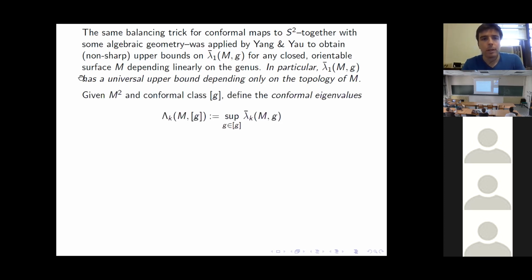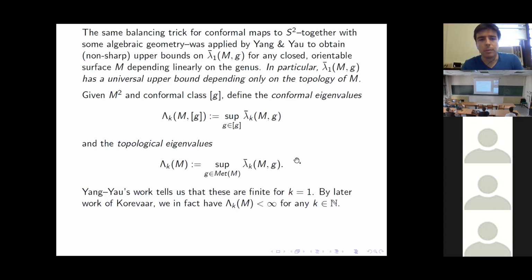Okay. All right, so now let's start defining some invariants from this. Let's say we fix a conformal structure, some conformal class on a given surface. Then we can define the conformal eigenvalues to be the supremum over all conformal metrics of this normalized kth eigenvalue. Right, so this capital lambda k of that conformal class is just this conformal supremum. And then we can define the topological eigenvalues to be the supremum, not just over a fixed conformal class, but over all metrics on the surface. What we just saw of this Yang and Yau argument tells us that these will be finite quantities for k equals 1. But in fact, by work of Korevaar from the early 90s, we know that these have to be finite for all k.